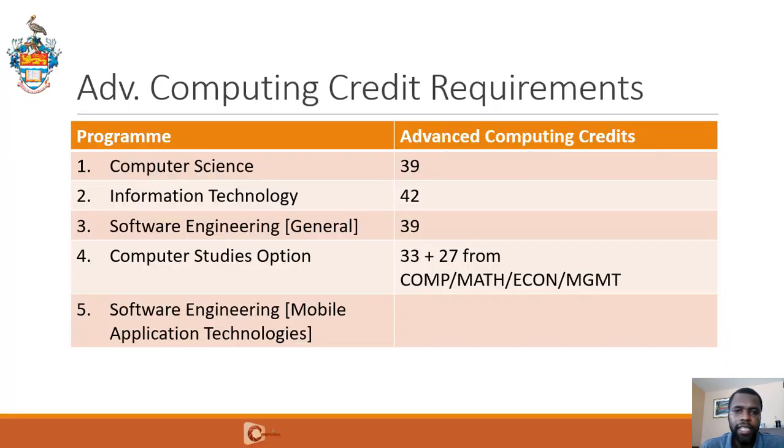All right. So I had specified earlier, so this just summarizes the facts I've given. Right, for computer science, you need 39 advanced credits. IT 42, for the software engineering 39. For the computer studies option, you're going to need 33 plus 27 from either comp, math, econ, management. The 33 are specified. And the software engineering mobile application technologies, you have to take the courses that have been specified for you.